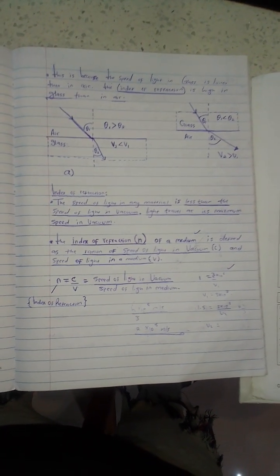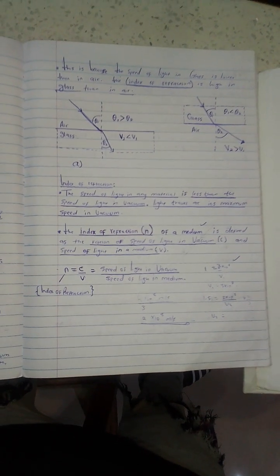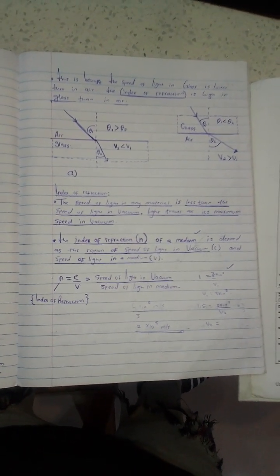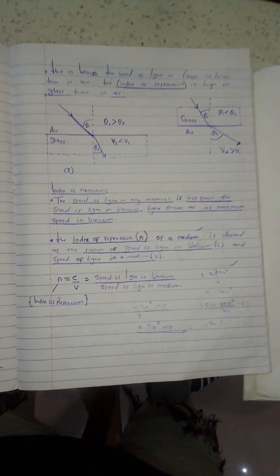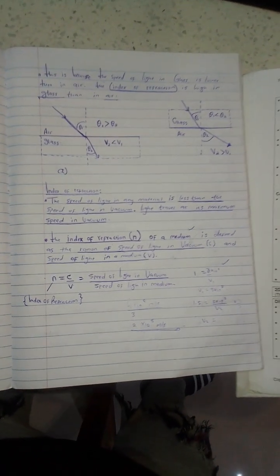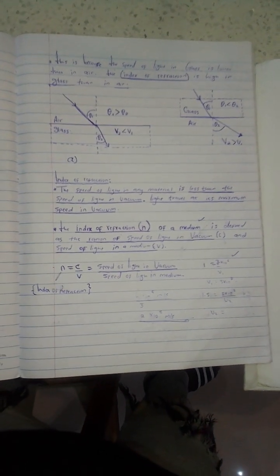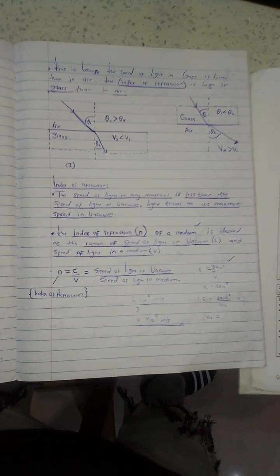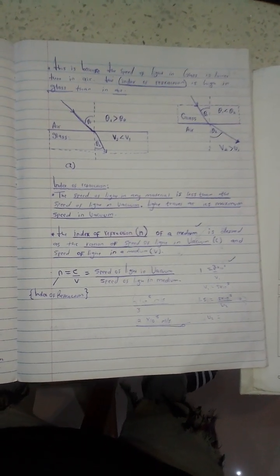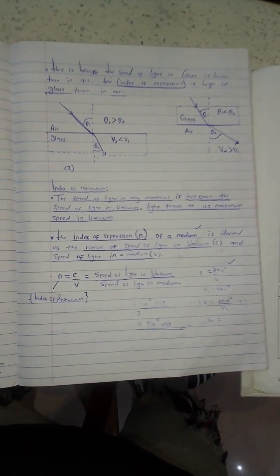The other thing we have to know is that V1 will always be greater than V2 if the first medium is air. Air has an index of refraction equal to 1, while glass has an index of refraction greater than 1. If we divide, we get a lower speed for V2.